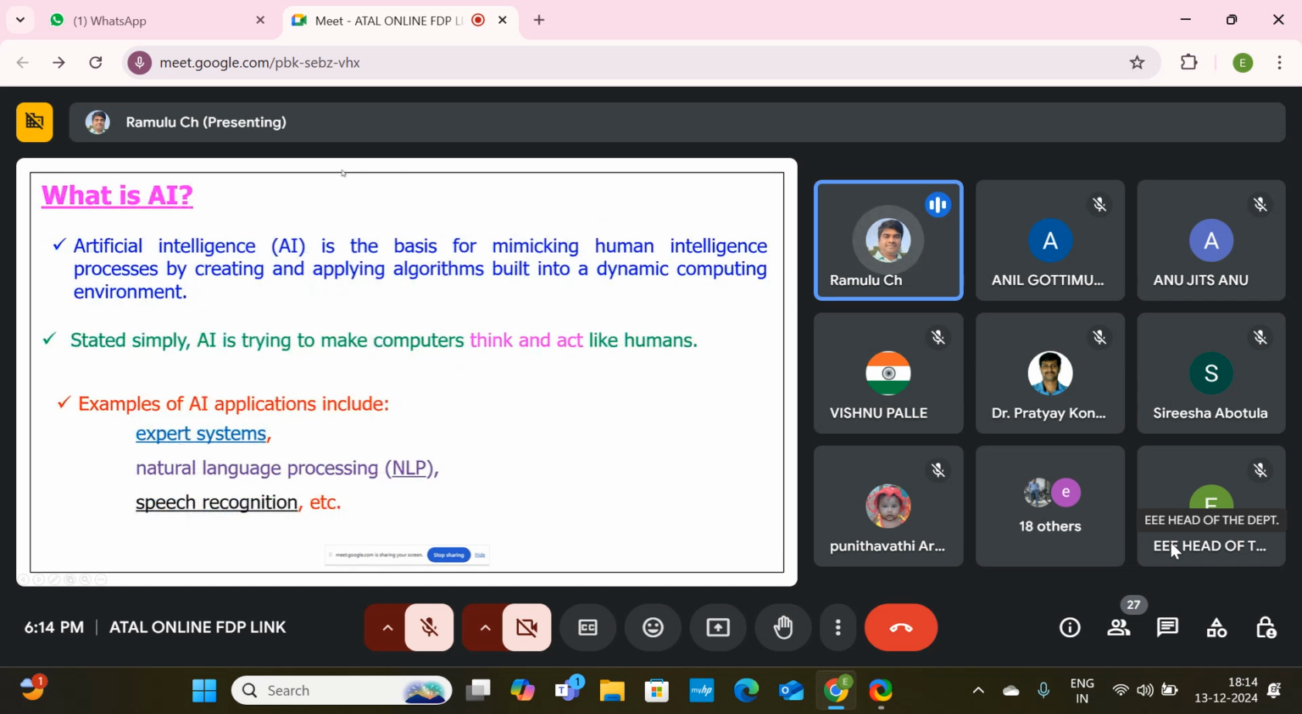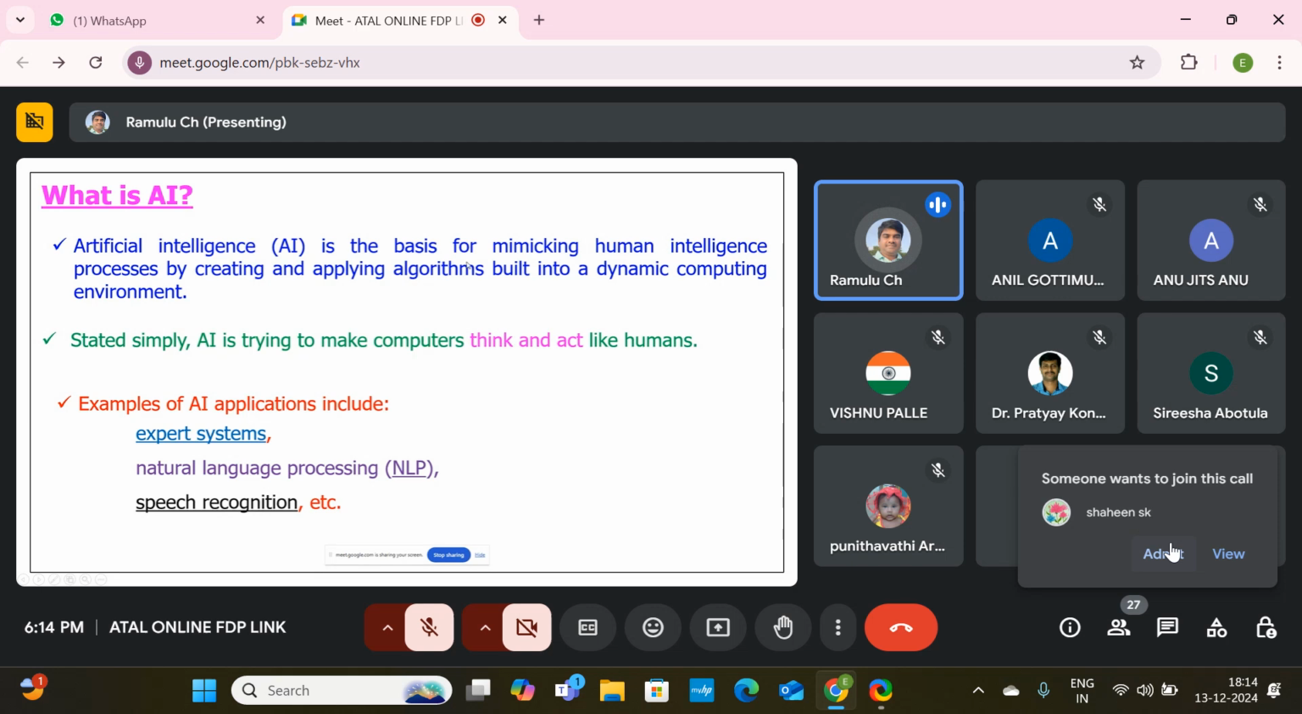Now the same thing in the next slide also. In other words, I gave what is the AI. AI is nothing but artificial intelligence, the basis for mimicking the human intelligence process by creating and applying algorithms built into a dynamic computing environment. So dynamic means from time to time it is going to change, so the requirements are going to change from time to time.